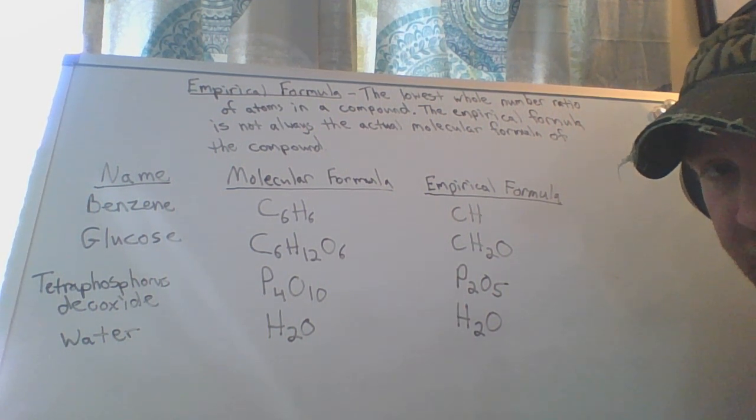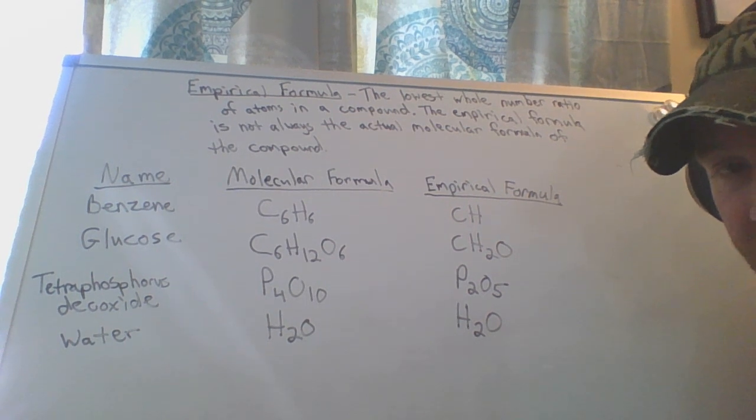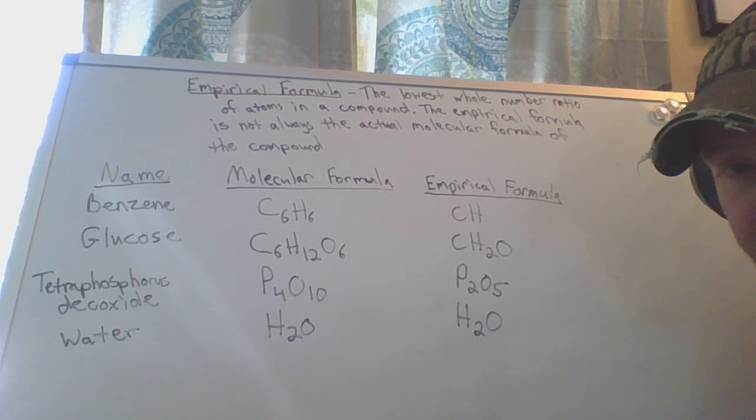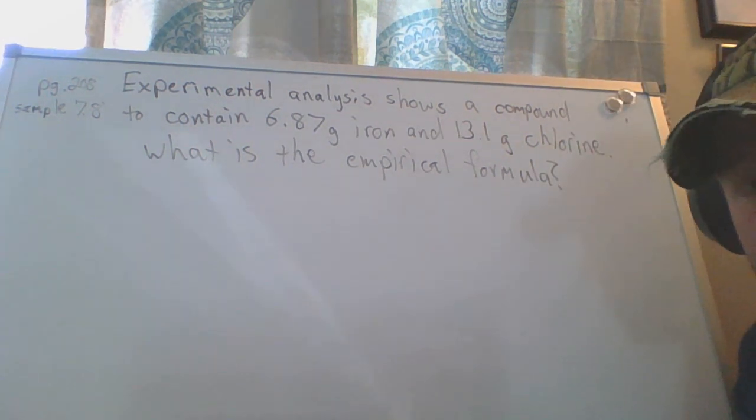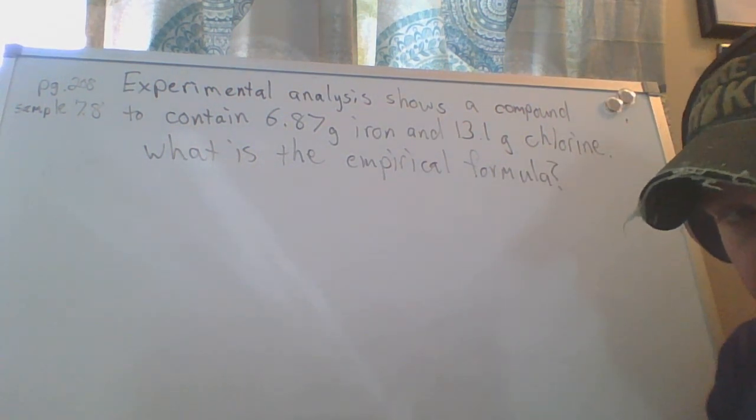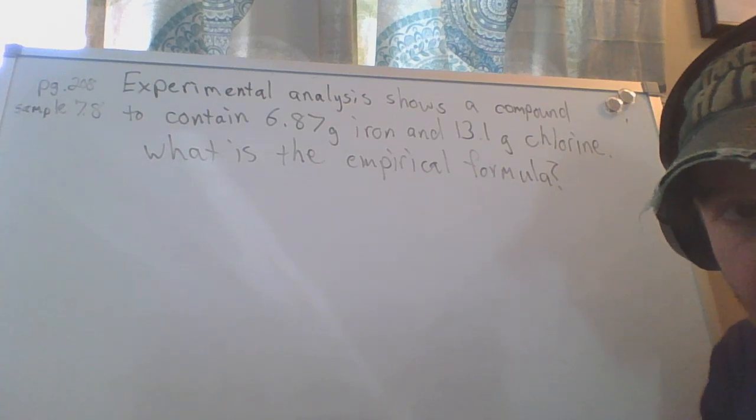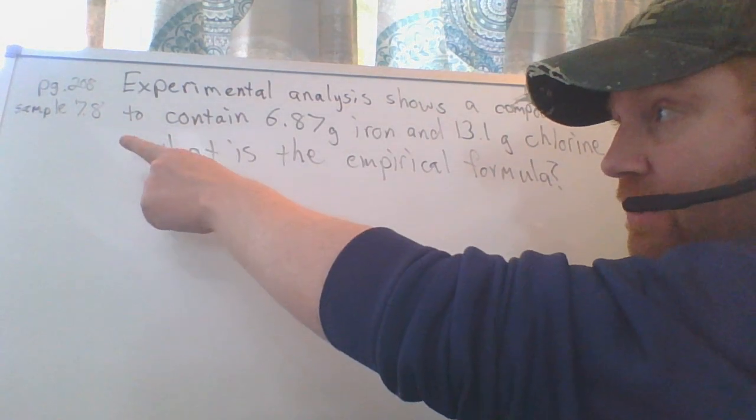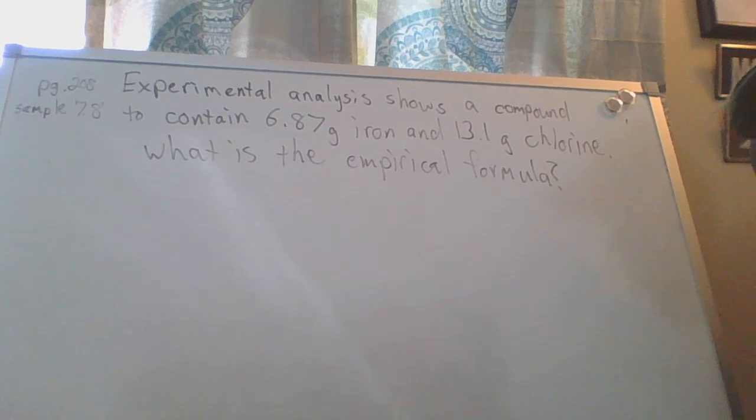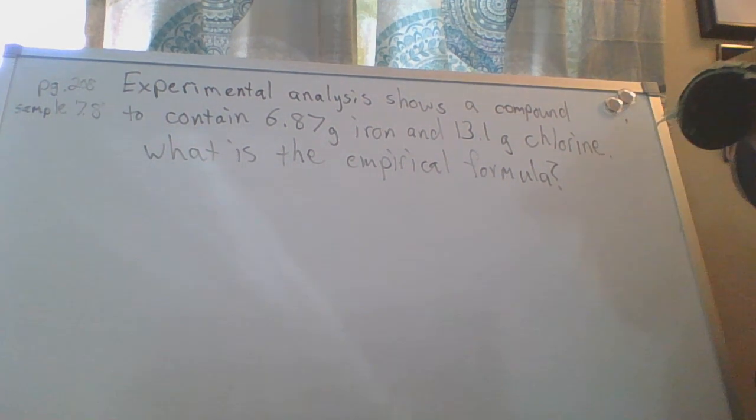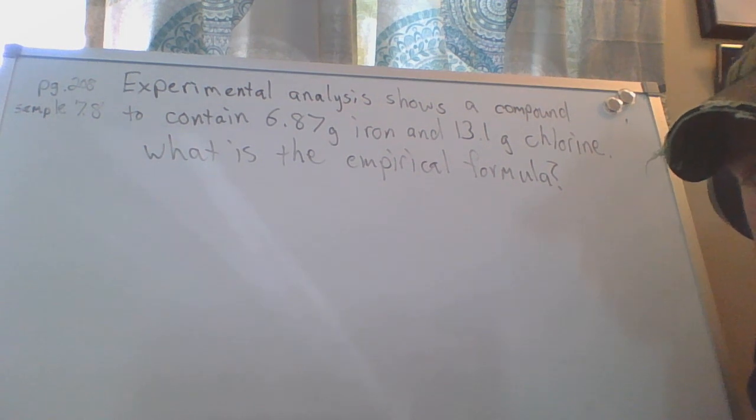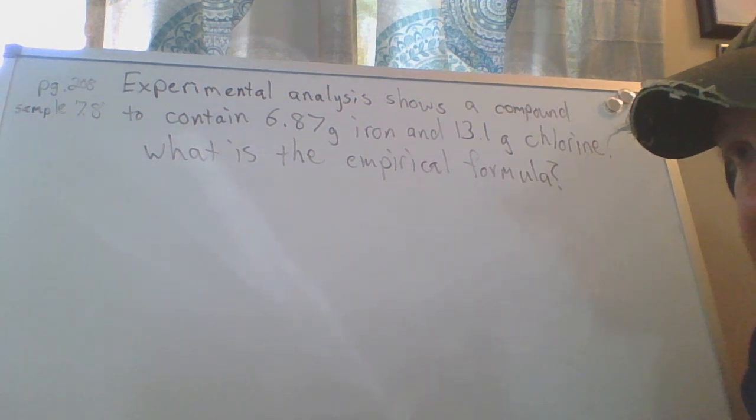Now I'm going to give you an example problem on how to calculate a compound's empirical formula. Okay, here's a pretty classic empirical formula calculation problem. Notice this is from page 208 in your textbook, sample problem 7.8. It's a problem that only deals with 2 elements, but they're part of a compound, and it's our job to figure out what the lowest whole number ratio is.